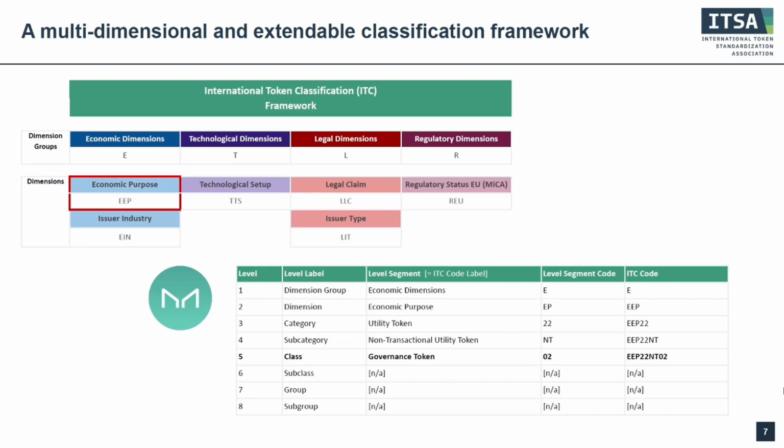Now, in comparison, we're also looking at the Maker governance token. This is a utility token. It falls in the category of non-transactional utility tokens, and it's a governance token because it's used for governance of the Maker protocol.